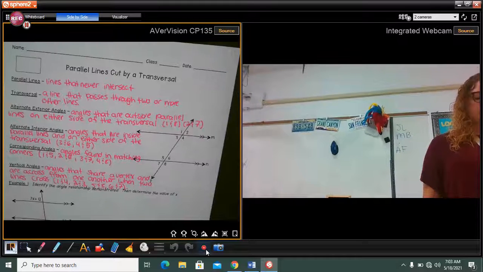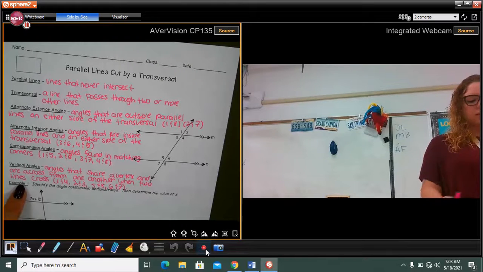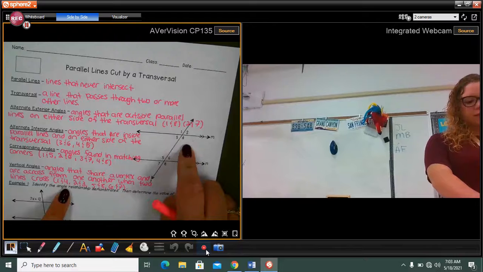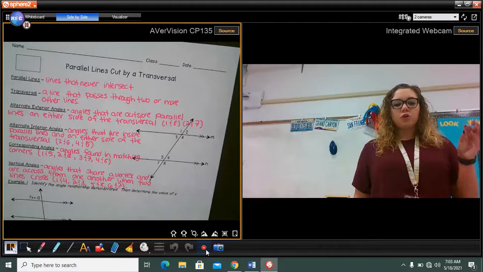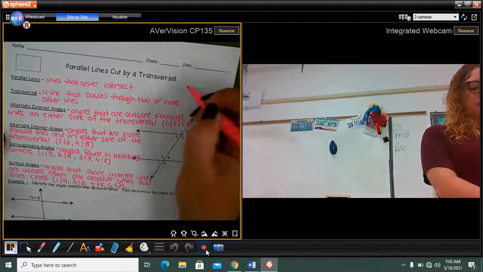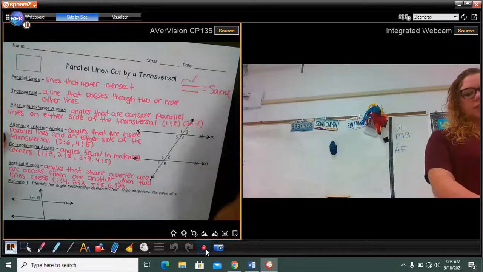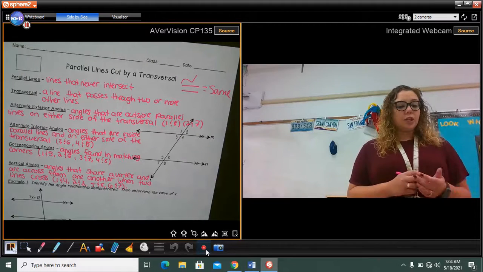Vertical angles share a vertex and are across from one another when two lines cross. So if you look, 1 and 4 would be vertical, 3 and 2, 5 and 8, and 7 and 6. These are all congruent, which means the same. And a lot of times you're going to see the symbol showing they're equal to each other.